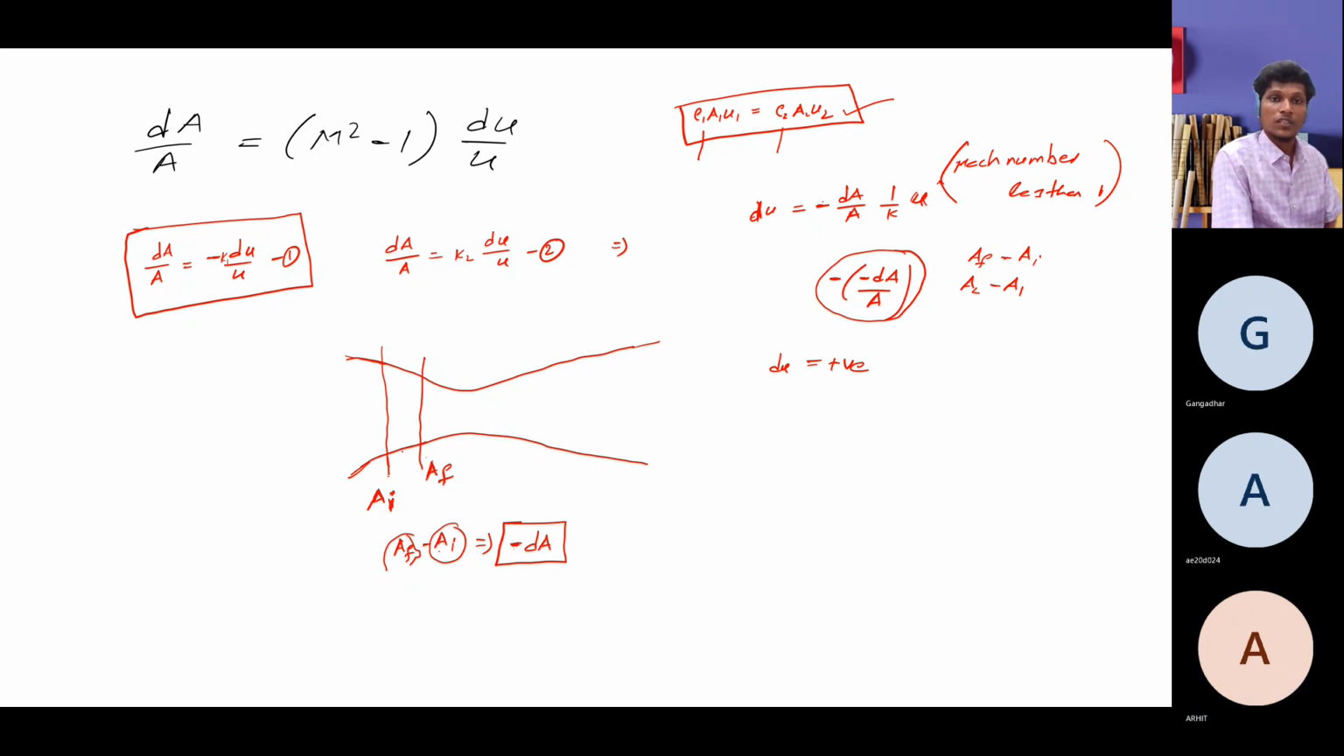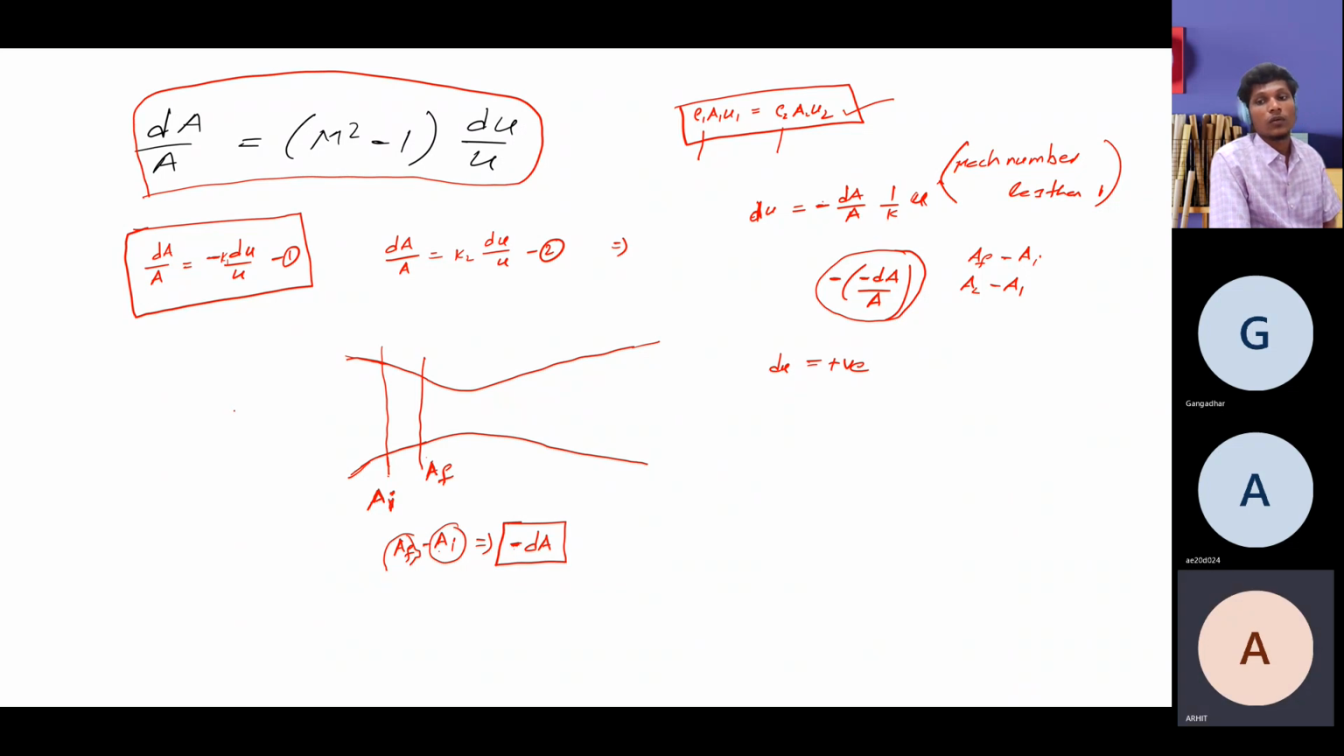Just try to play with this equation and you will understand it clearly. This is the key governing equation.